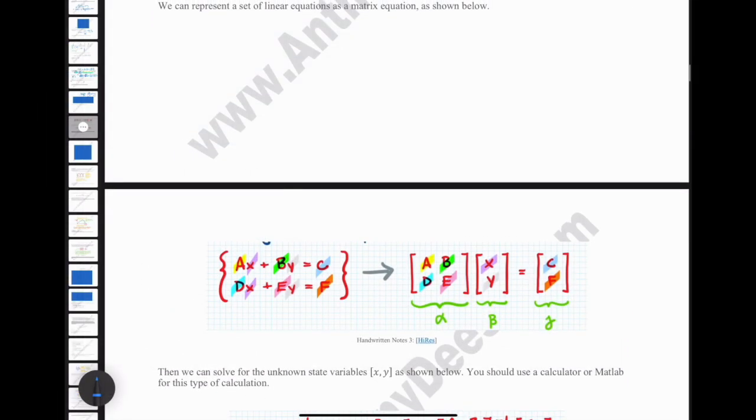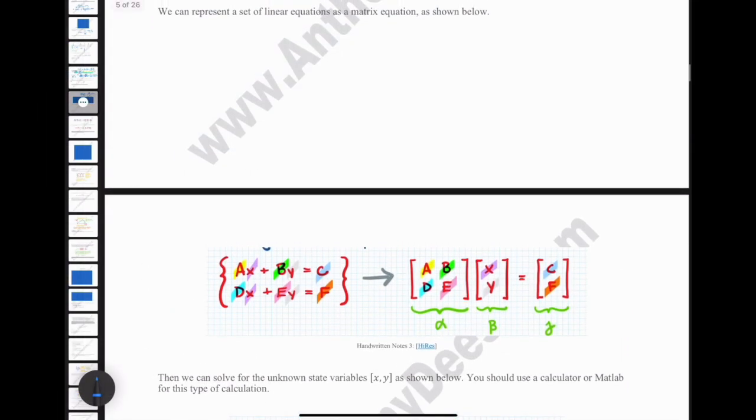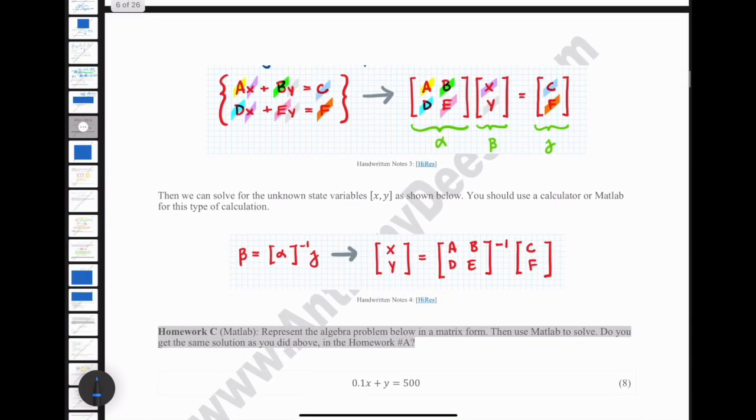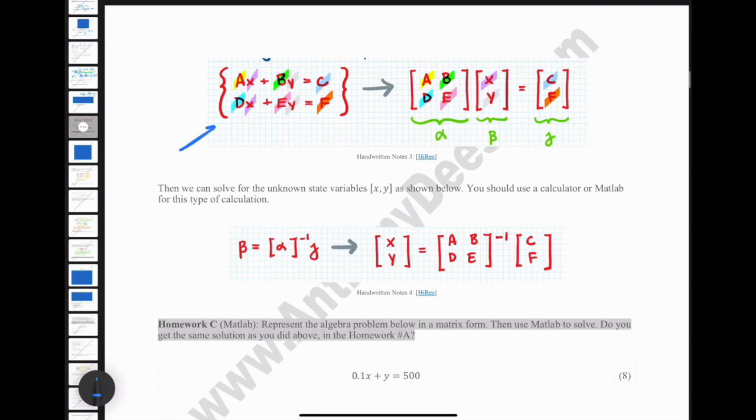How this relates more closely back to circuit analysis is the idea that we can represent a set of linear equations as a single matrix equation. An example we have is right here. Imagine we have ax plus by equals c. I don't need to write the rest of this. It's all shown right here. How can we convert this into a linear algebraic form?